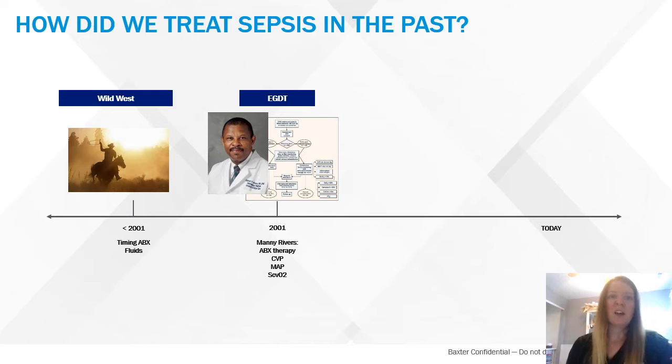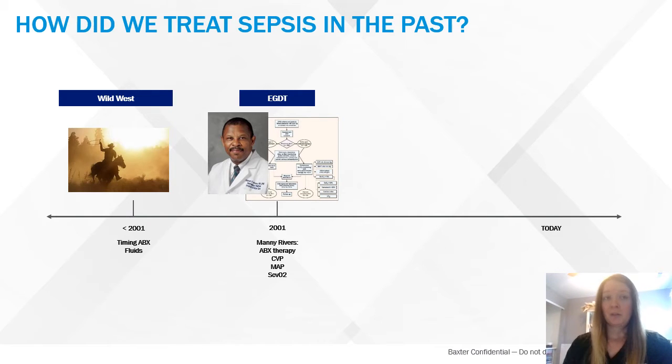So there wasn't really that recognition that we needed to ensure adequate perfusion as quickly as possible to preserve organ dysfunction. That wasn't really a well-known point prior to 2001. So there was a wide variability on how these patients were resuscitated.